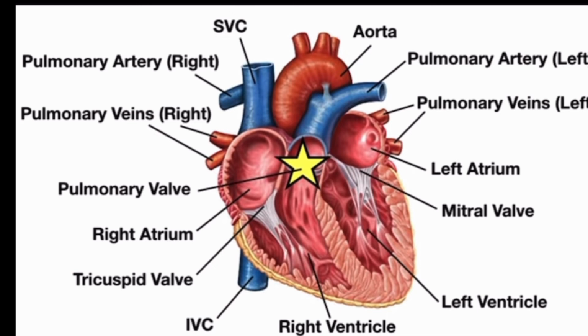The final valve is on the left side, located between the left ventricle and the aorta. So this is going to be the aortic valve. And the function of the aortic valve is to prevent the backflow of blood from the aorta to the left ventricle during diastole, when the left ventricle is in a low pressure state, filling with blood from the left atrium.